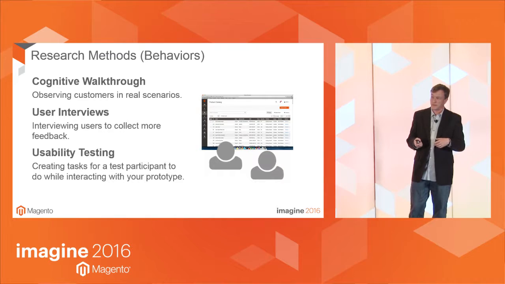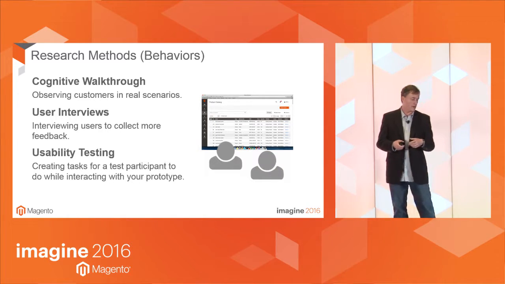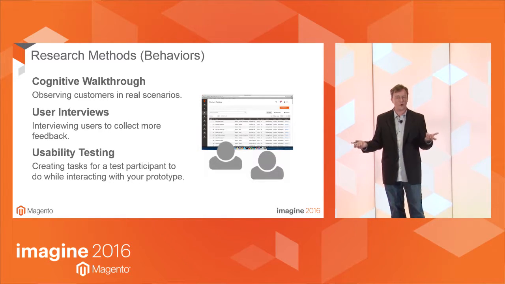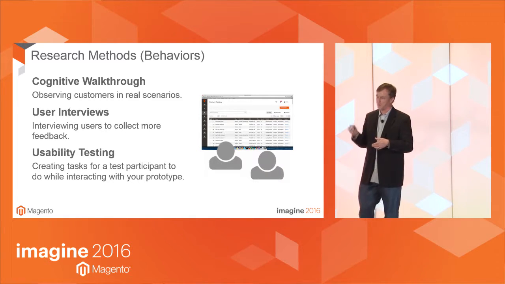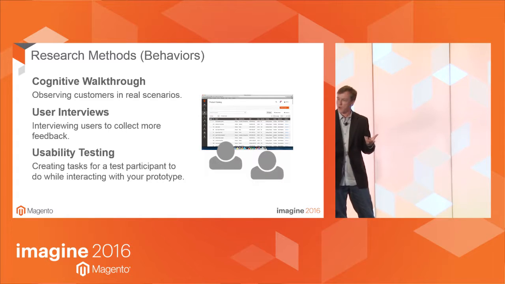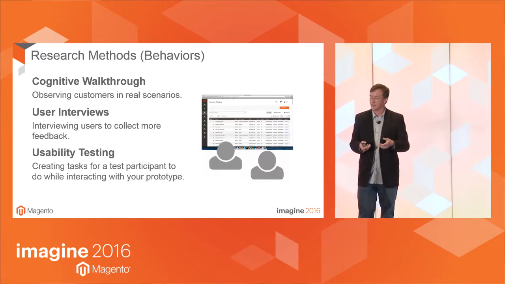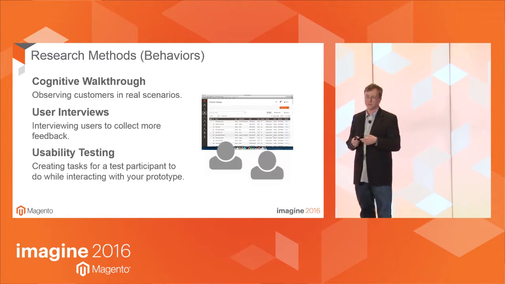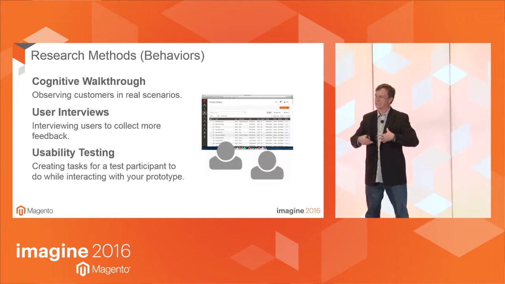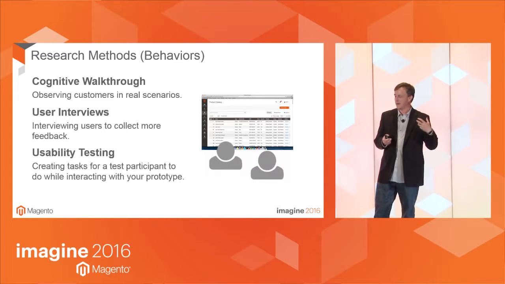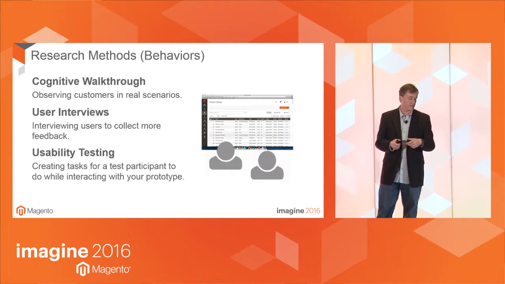The next set of methods are behavioral. So these three are very, very popular. Cognitive walkthroughs, again, sounds very fancy, but it really has to do with walking your prototype with real customers. You'll get feedback in the process. May not necessarily be task-driven, but it's really going to help you understand, again, the mechanics, the interactions of your solution that you just came up with through the previous steps in the process.